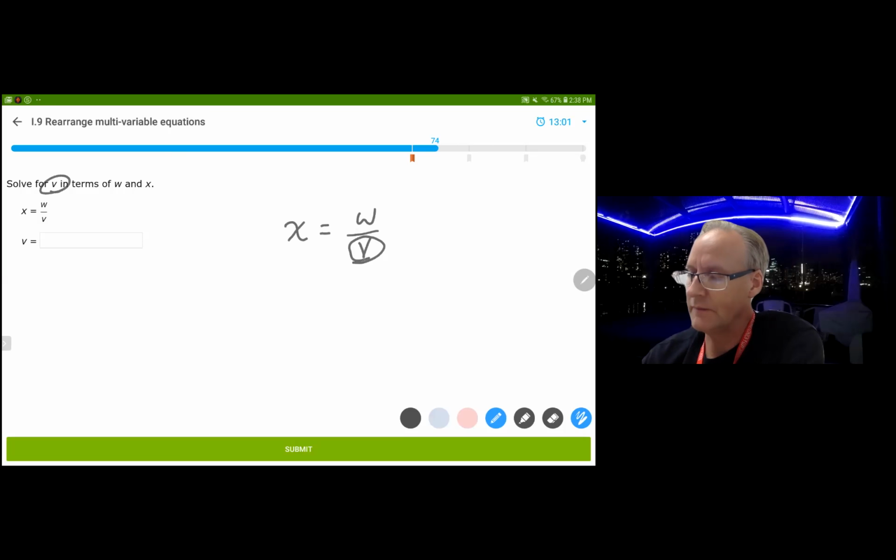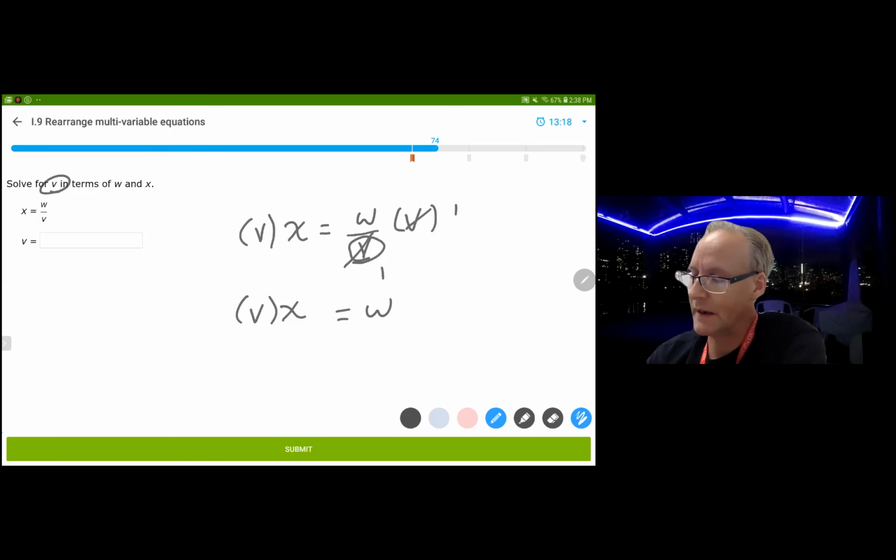You see, I'm dividing by V, and the opposite of that is multiplying by V on both sides. Now, a lot of people are going to say, well, what the heck? I thought we were supposed to get V by itself, and now it's with the X. Well, look what happened. Now I can divide by X, and the V really will be by itself. The X's will cancel, and we have V is equal to W over X. Some teachers are going to insist on doing cross multiplication, which is fine. It's the same thing. That is actually what we did.